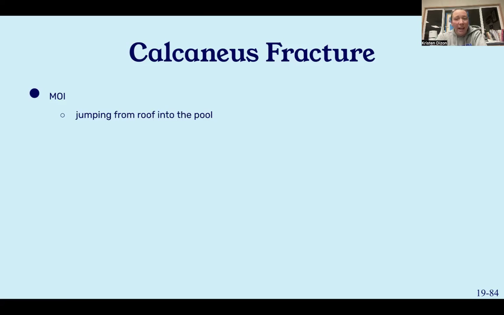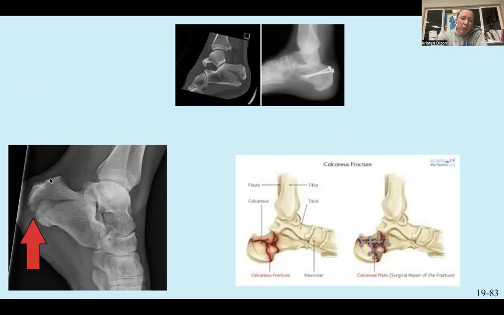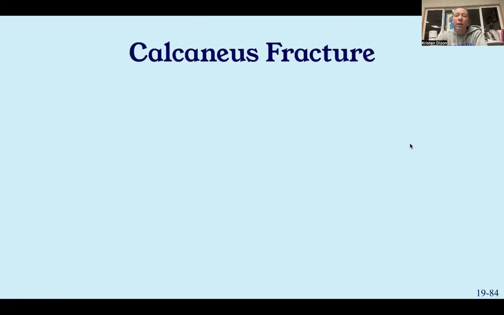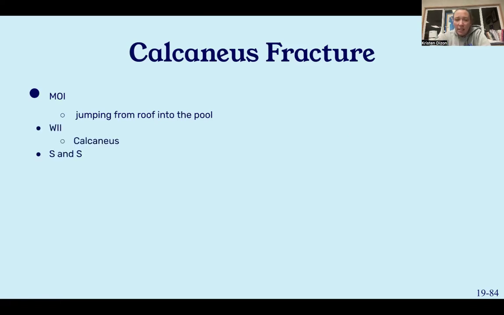Very seldomly does it happen any other way. We did talk before that we can have an Achilles rupture that avulses the calcaneus, but that would be more of an avulsion secondary to the Achilles rupture. But this is mainly from jumping off something and landing on your heel. What is injured is the calcaneus, severe TTP, and you're unable to bear any weight.